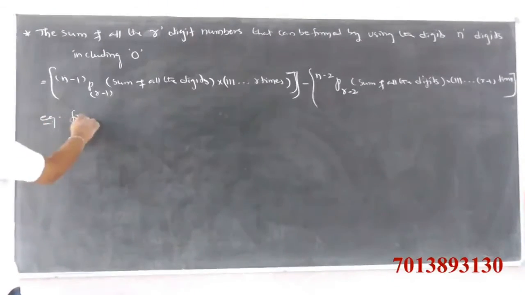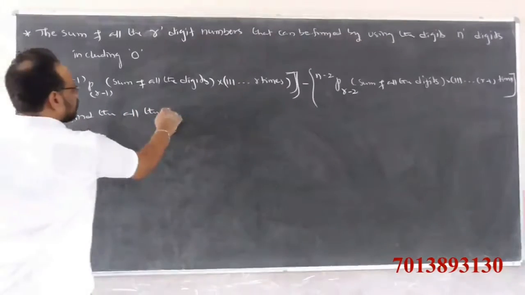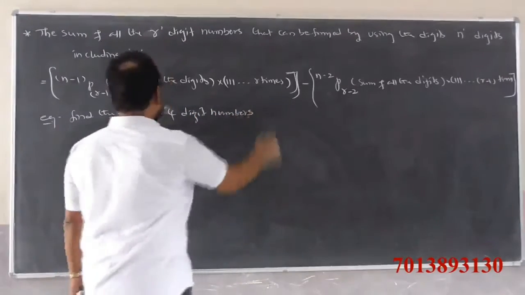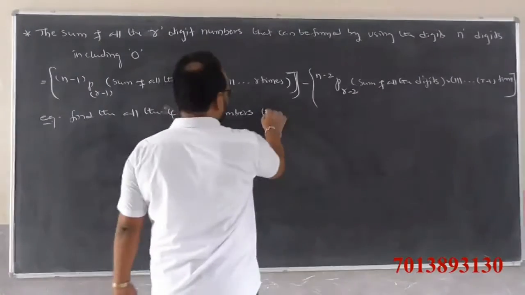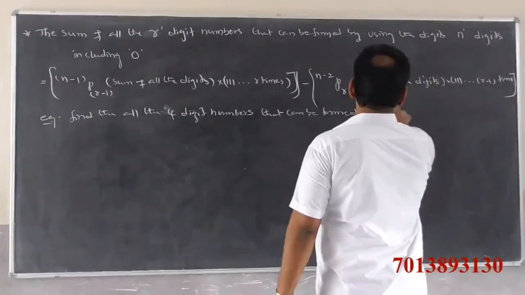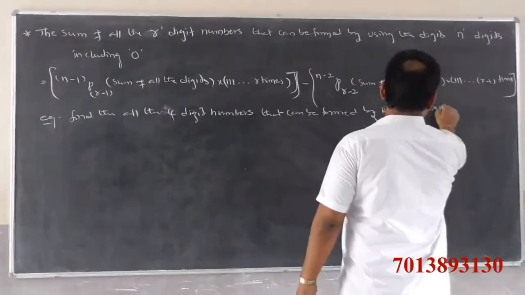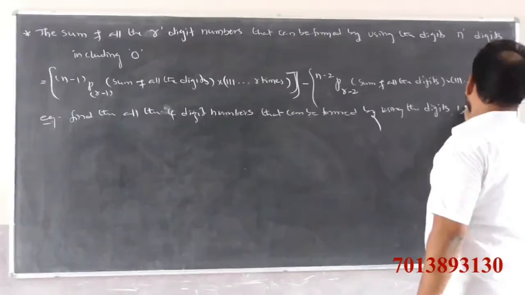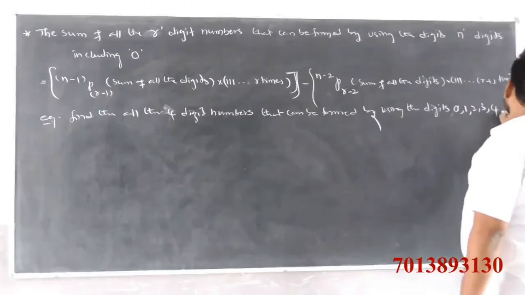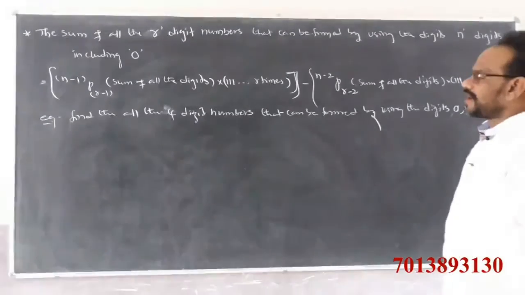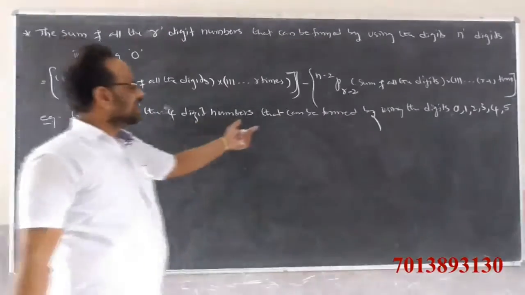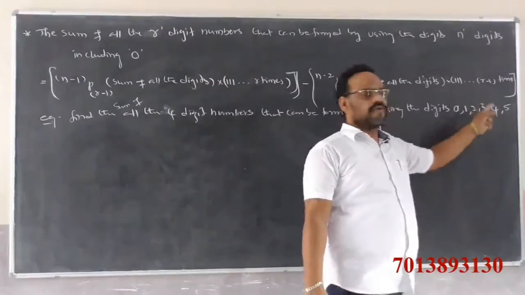Find all the 4-digit numbers that can be formed by using the digits 0, 1, 2, 3, 4, 5. Find the sum of all the 4-digit numbers that can be formed by using the digits 0, 1, 2, 3, 4, 5.